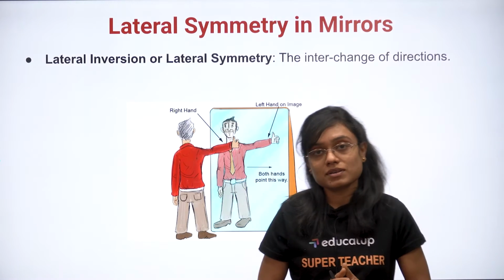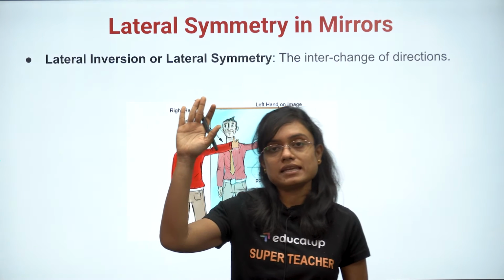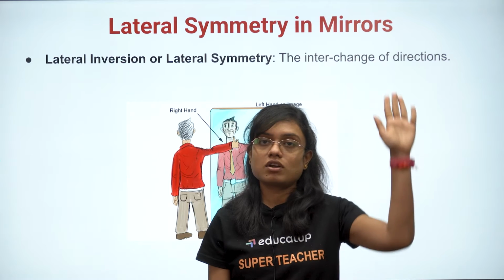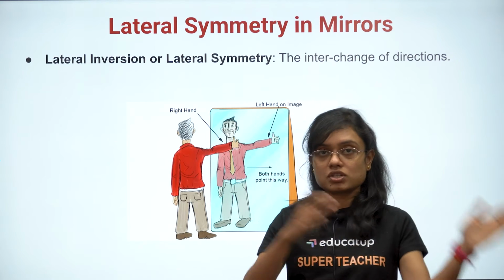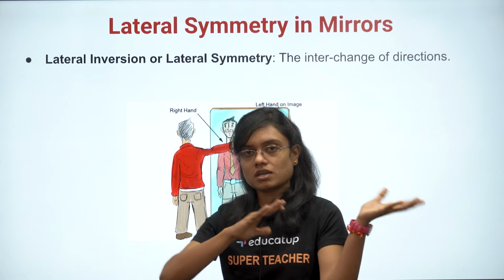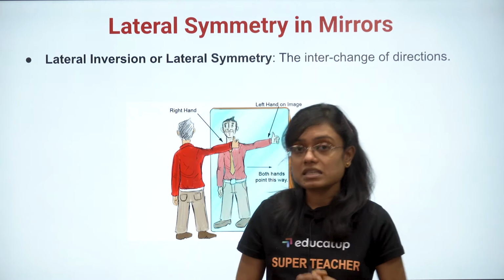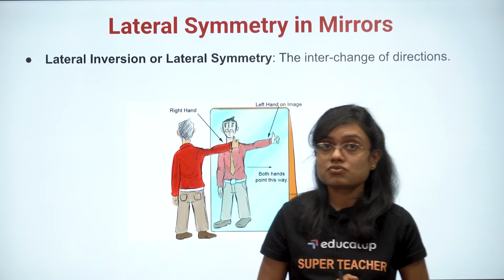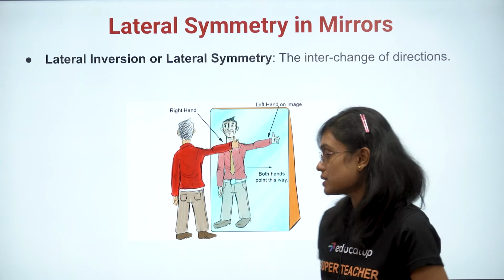Lateral symmetry in mirrors, very common thing. If you raise your right hand, you will see it as left in the mirror. If you raise your left hand, you will see it as right in the mirror. This inversion, you can say left is appearing right and right is appearing left. This thing is known as lateral symmetry or lateral inversion, the interchange of directions. Alright?